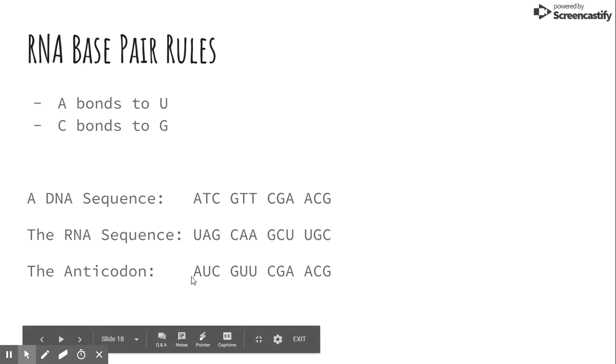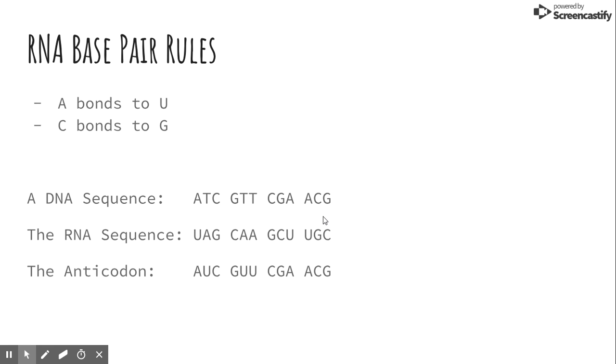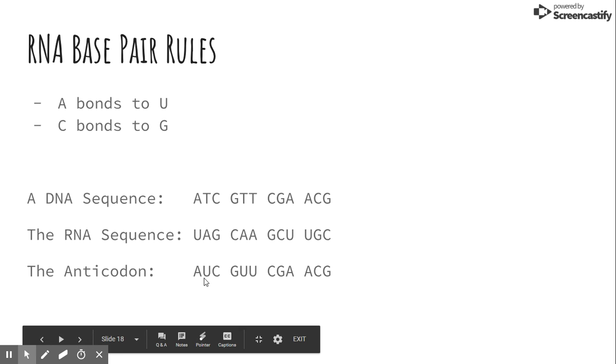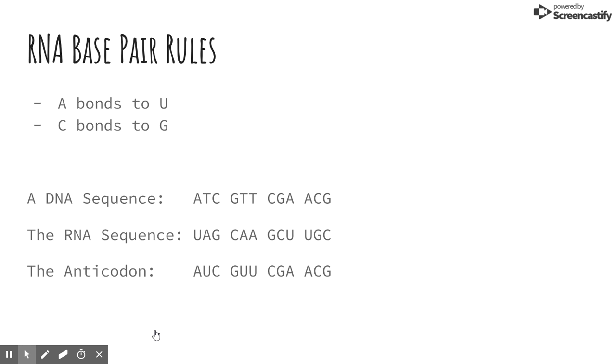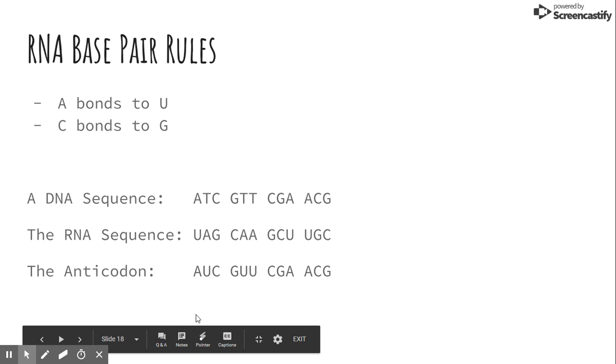And one of the things you might notice is the anticodon sequence looks pretty similar to the DNA sequence, except it uses U instead of T. This is something we're going to practice in class multiple times. So if you're a little bit worried about how to do this, you might take some time to stop and practice this yourself, following the base pair rules in order to make sure you understand how this sequence works.